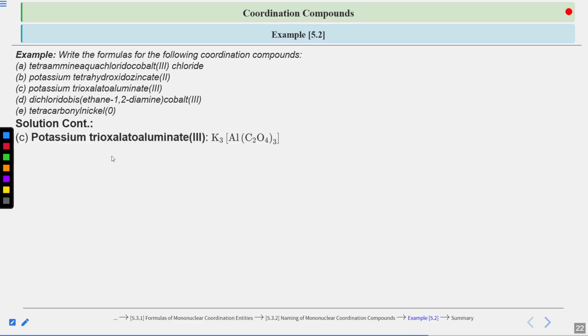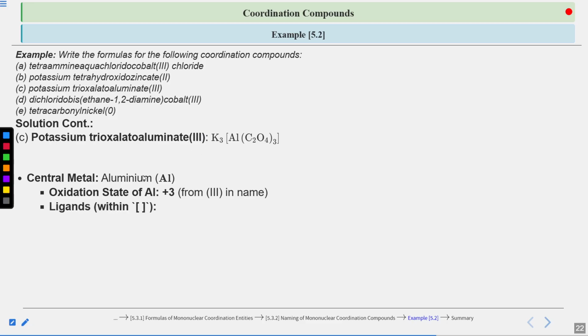Let's see the third part, which is potassium trioxalato aluminate(III). The formula for this will be K3[Al(C2O4)3]. Now, a similar step, you have to identify the central metal. Here the central metal is aluminium, because the oxidation state is given with aluminium. The oxidation state of aluminium is +3, already given in the name.